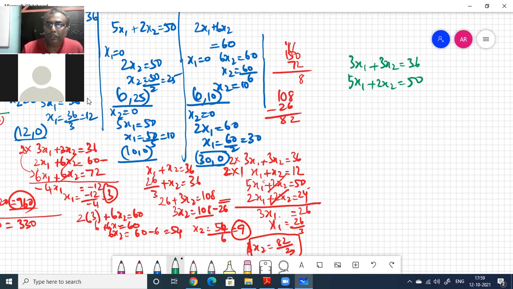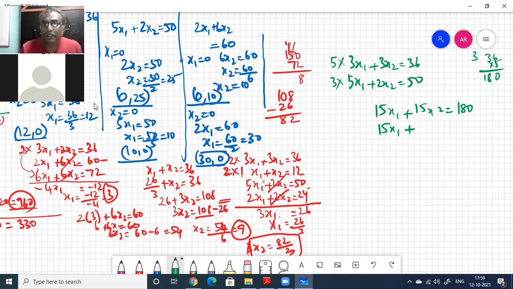Now, however you do it, you are not able to take away the fraction. This you multiply by 5, this you multiply by 3 and see. 15x1 plus 15x2 is equal to, again, 36 into 5, which is 180. Okay. This you multiply by 3. 15x1 plus 6x2 is equal to 150.